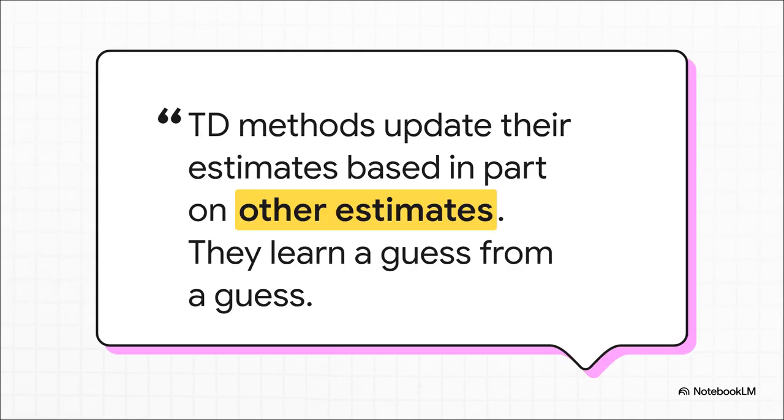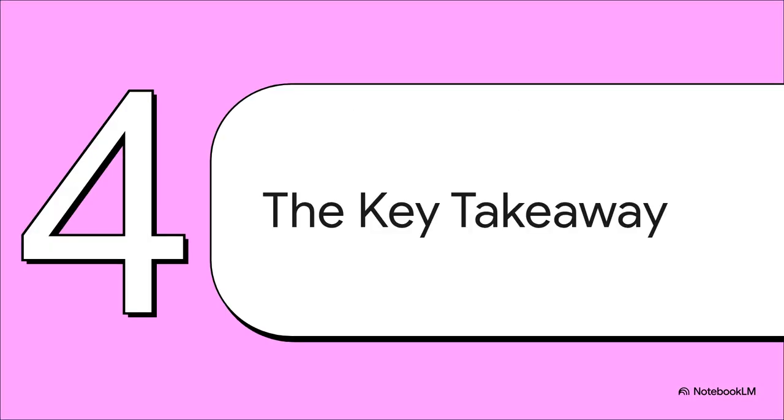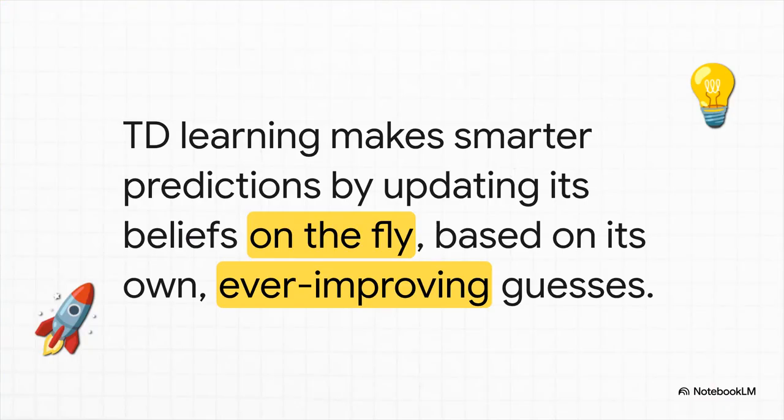And really, this isn't just our little analogy. This is the core of it. There's this great quote from the book that literally wrote the book on reinforcement learning, and it says it all perfectly. TD methods update their estimates based in part on other estimates. They learn a guess from a guess. It's as simple and as powerful as that. All right, so let's boil this all down. If you walk away from this with just one single idea in your head, what should that be? Here it is. TD learning is all about making smarter predictions by constantly updating your beliefs on the fly, using your own new and improved guesses.